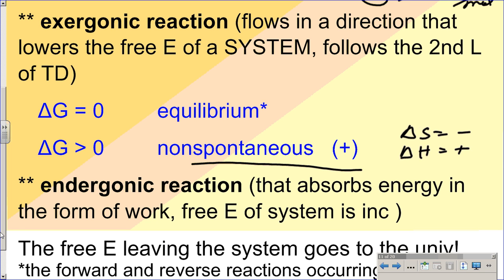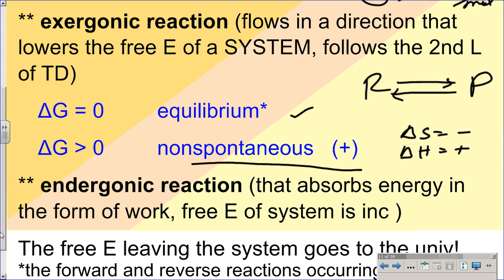If the delta G is 0, that means the reaction in the forward direction is just as spontaneous as the reaction in the reverse direction. So neither the forward reaction nor the reverse reaction is favored because the system is probably at equilibrium. And so that's what this whole little at equilibrium thing means.